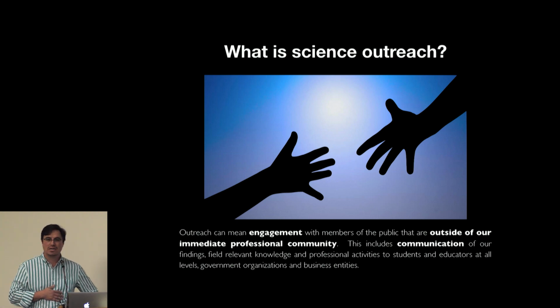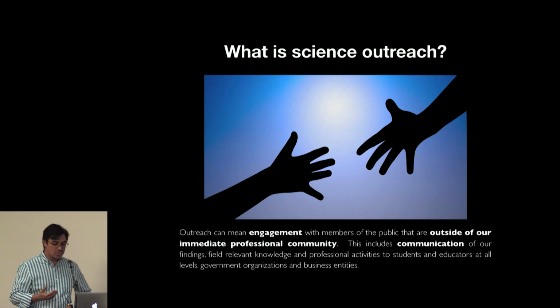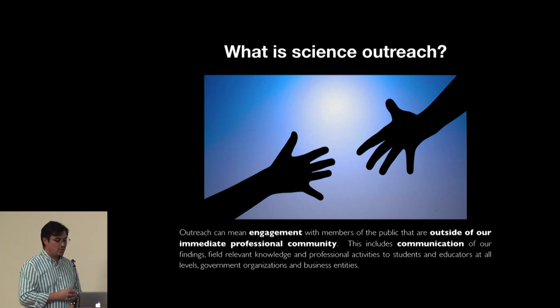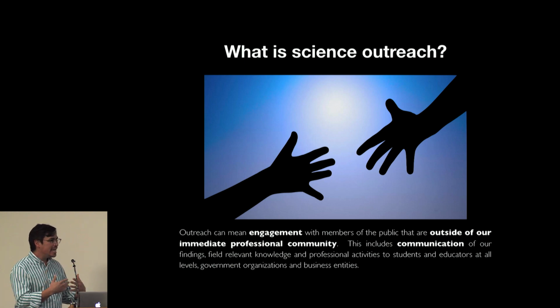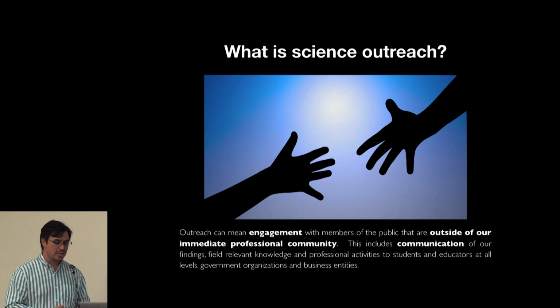One possible definition of outreach might be the engagement with members of the public that are outside of our immediate professional community. This includes communication of our findings, field relevant knowledge, and professional activities to students and educators at all levels, government organizations, and business entities. By thinking about this definition, we can see we're trying to communicate with people outside of our professional community. So we can immediately see how communication, and understanding where each of these communities is coming from and the biases inherent in them, is going to be important for effective outreach programs.